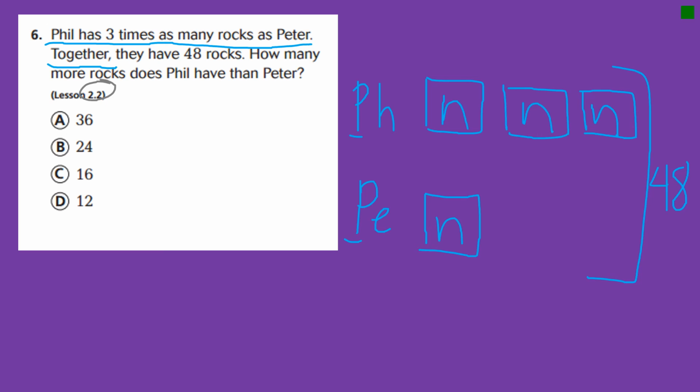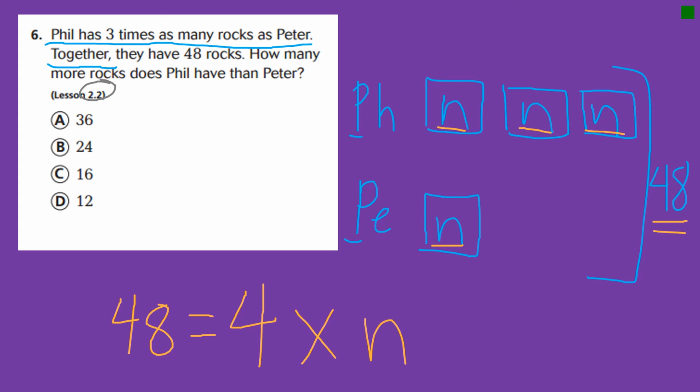All right, so we know that all of those boxes together make 48. So 48 equals 1, 2, 3, 4 equal sets of n. So 4 times something is going to get us 48. Well, I'm going to look up here at my choices. All right, 4 times 36. No way, because I know that 4 times 30 is 120. That's way too much. No, sir.